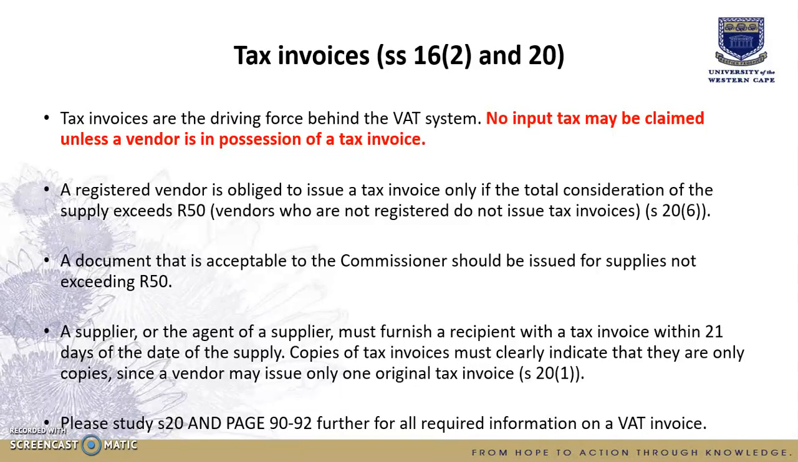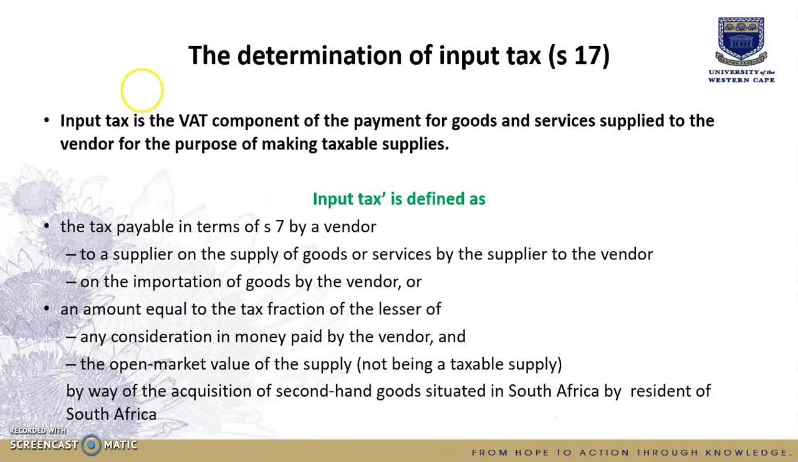A supplier or the agent of a supplier must furnish a recipient with a tax invoice within 21 days. So this is all, again, a lot of requirements that I need to just have a look at. And I would say maybe it's better if you have a look at these requirements in your textbook. Okay, so how do I determine input tax? So input tax is the VAT component of the payment for goods and services supplied to the vendor for the purpose of making taxable supplies.